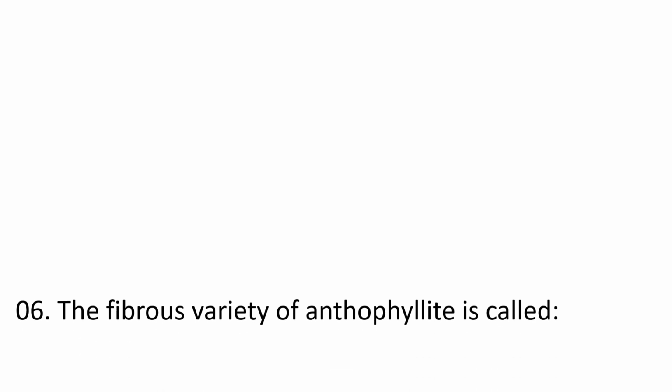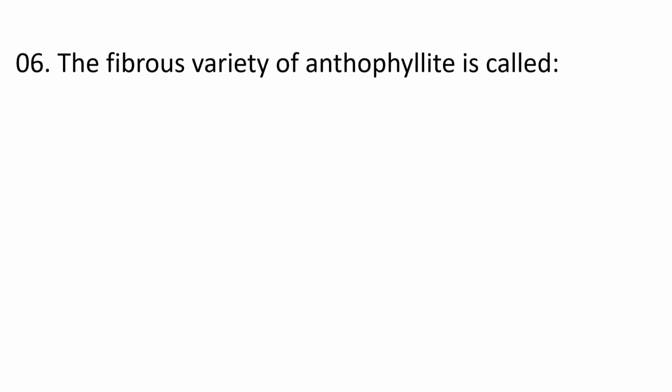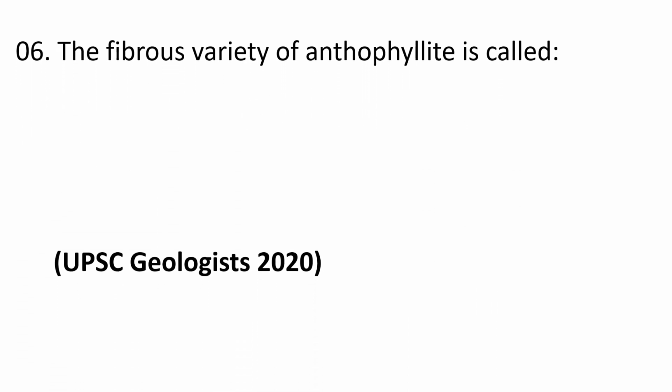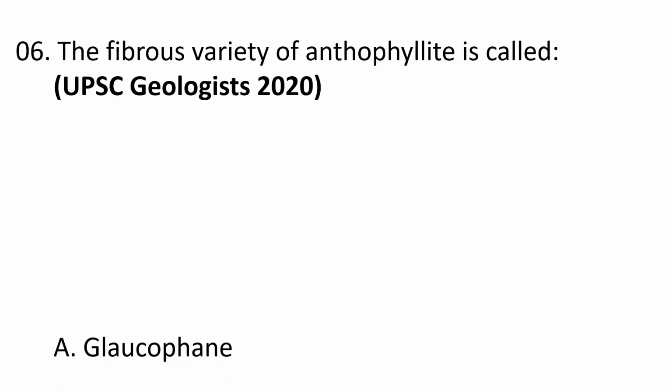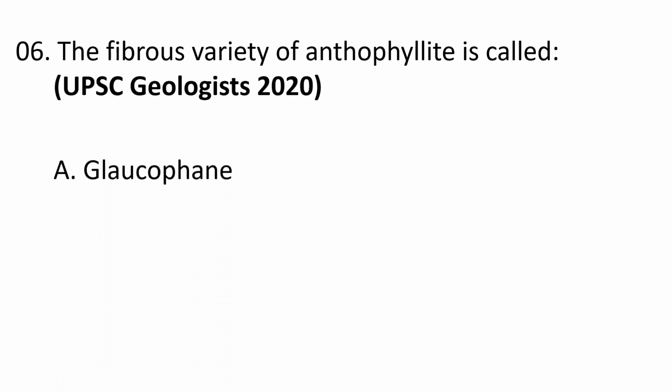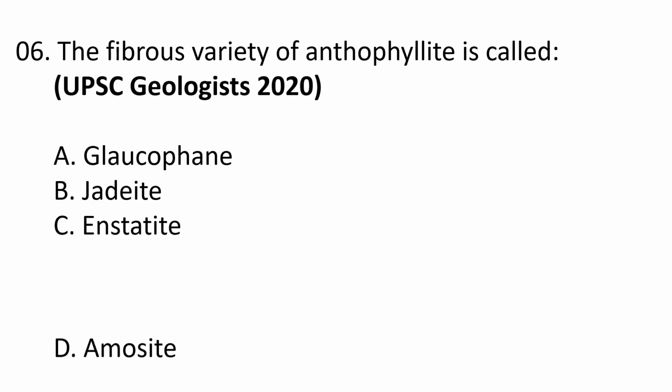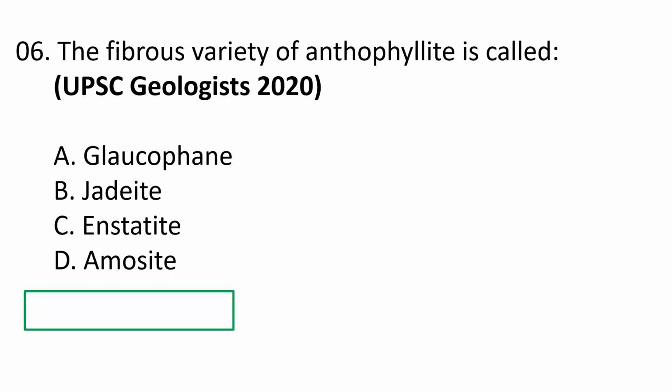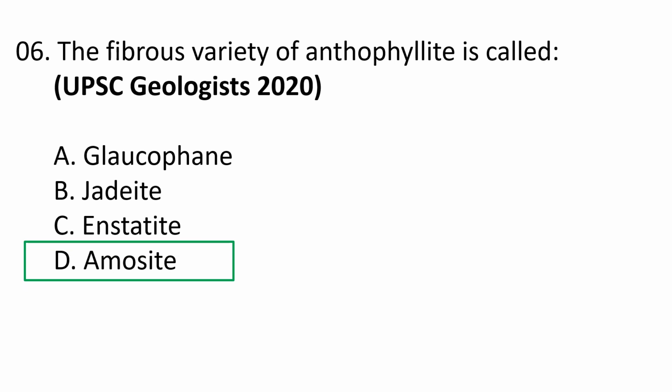Coming to the sixth question. The fibrous variety of anthophyllite is what? Choices are A, glaucophane, B, jadeite, C, enstatite, D, amosite. The correct answer is D, amosite. Amosite is the fibrous variety of anthophyllite.